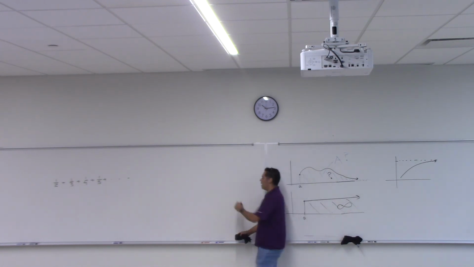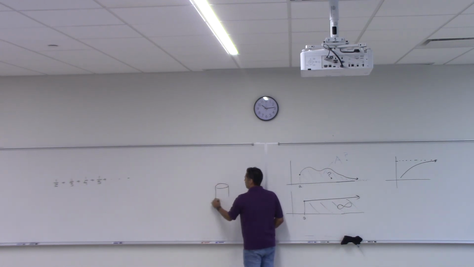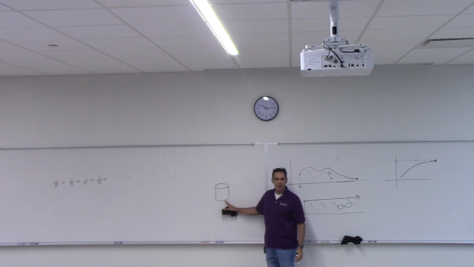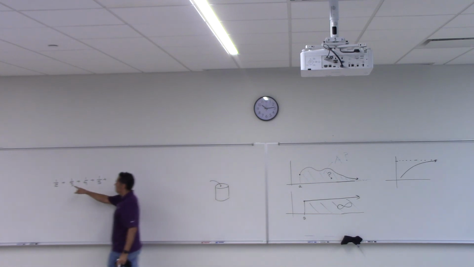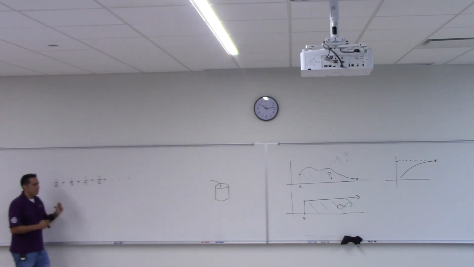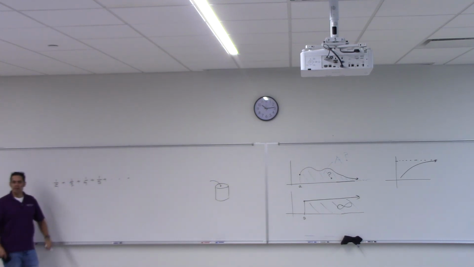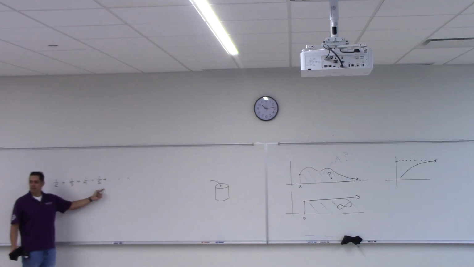Think about a container again. And don't even care if it's 1 cup or 2 cups, whatever it is. I start pouring stuff in. I pour in half a cup, 1/3, 1/4, 1/5. I do that forever. Does it overfill? These are getting smaller, right? So is it the same thing that happened last time?